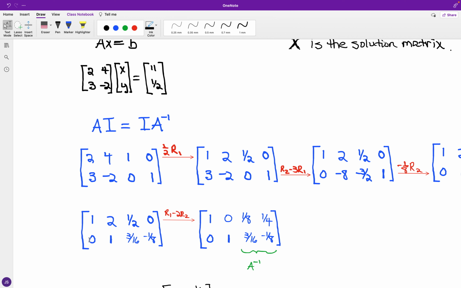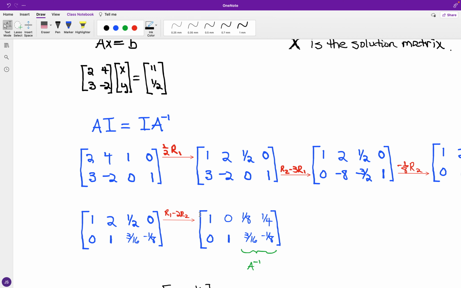So we have 1 minus 2 times 0 is 1. 2 minus 2 times 1 is 0. And 1/2 minus 3/8, that's going to be a positive 1/8. And 0 minus twice of negative 1/8, that's going to be 0 plus 1/4.